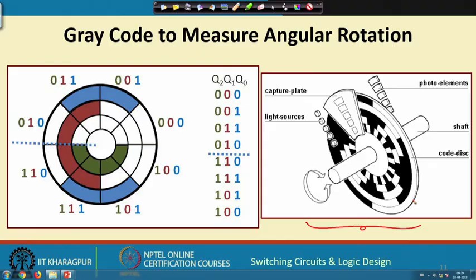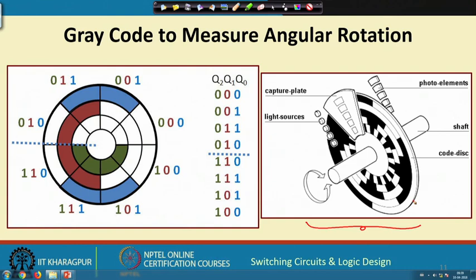So, what we do on the wheel, on one place we drill some holes, and on one side there are some light sources and on the other side there are some light sensors. Whenever those holes come under the light, if there is a hole, light will pass and the sensor will be sensing it, and if there is no hole, there will be no light and the sensor will not find any light. Okay.